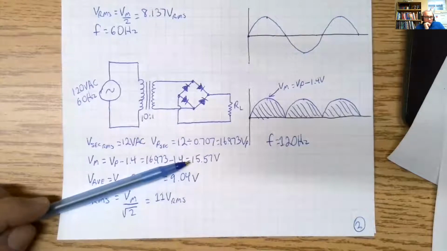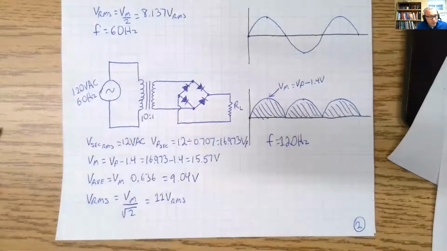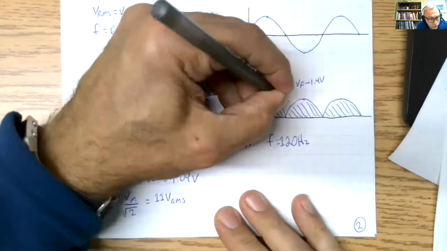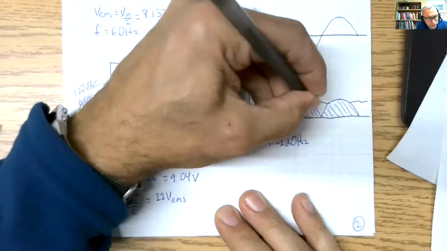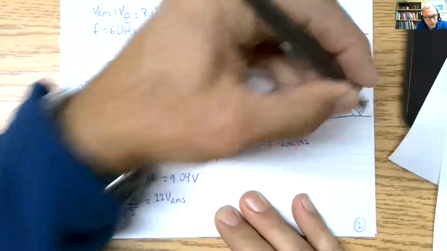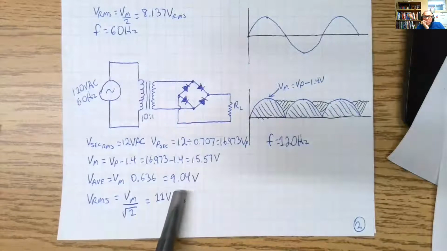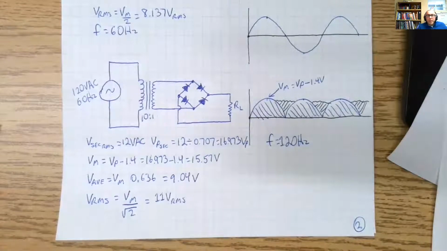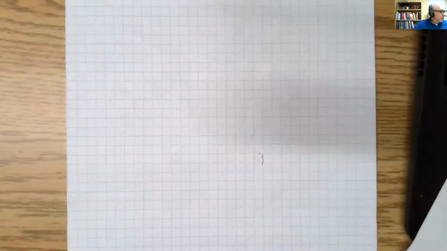Because once we filter this signal, once we start filling in these gaps with the filter, it is going to significantly increase our DC value. It's going to bring this number right up. Okay? So that is the transformer section. So now let's add the filter and the Zener diode.